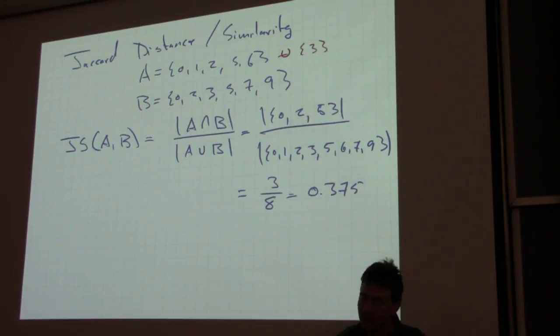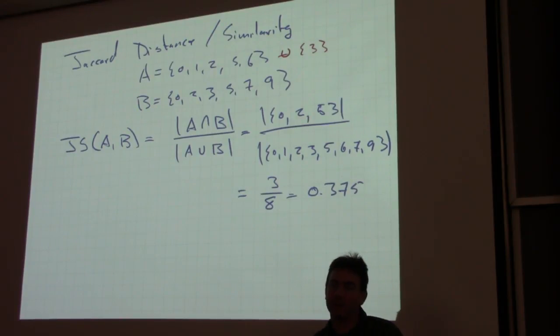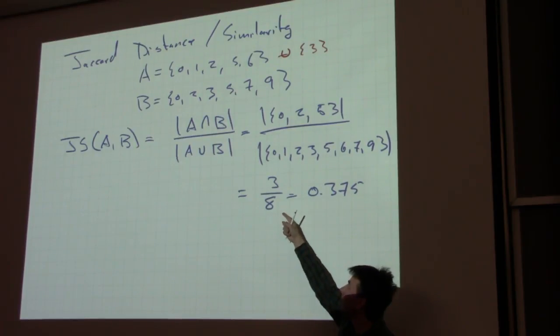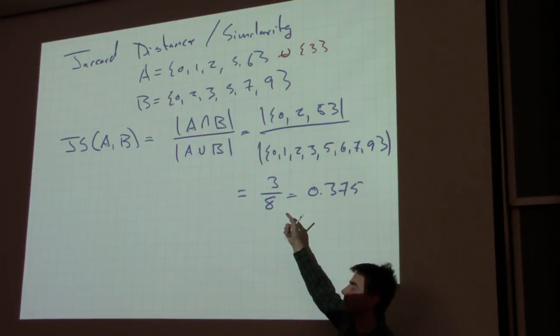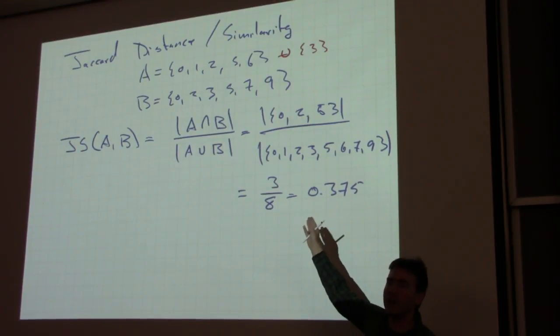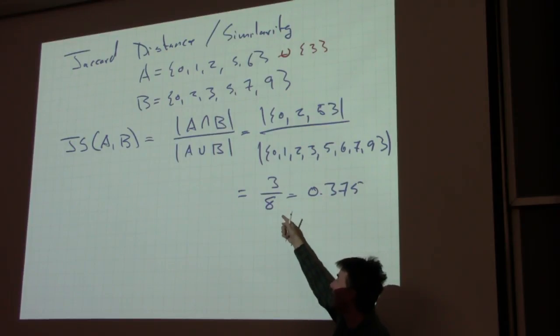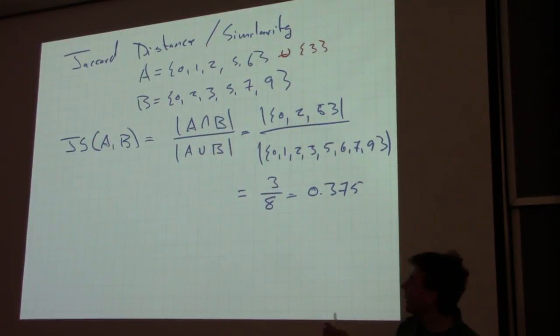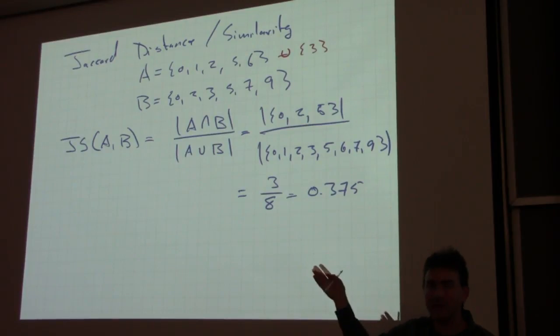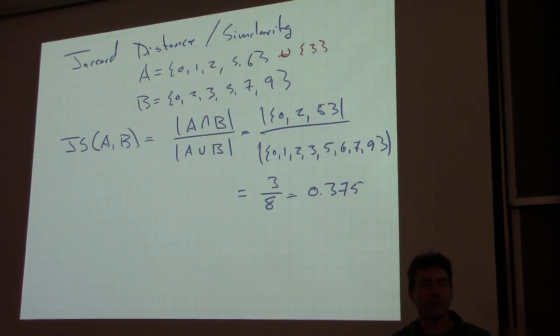If I added an element 8 into the bottom set, the intersection stays the same, but the union increases. So the denominator would increase. It'd go from 3/8 to 3/9, and this would decrease. They'd be less similar to each other. Right? So intuitively, this makes sense as a similarity. It's capturing how similar the sets are.